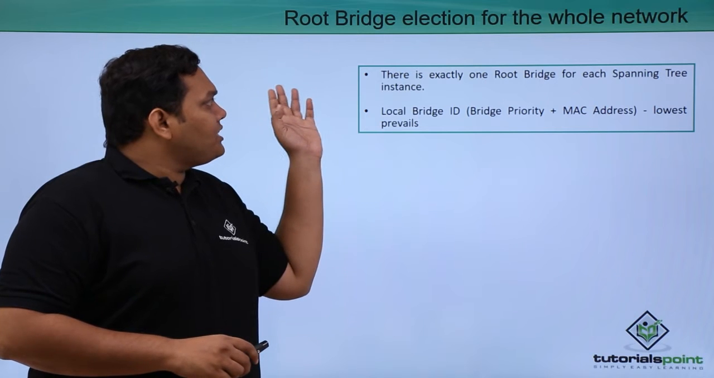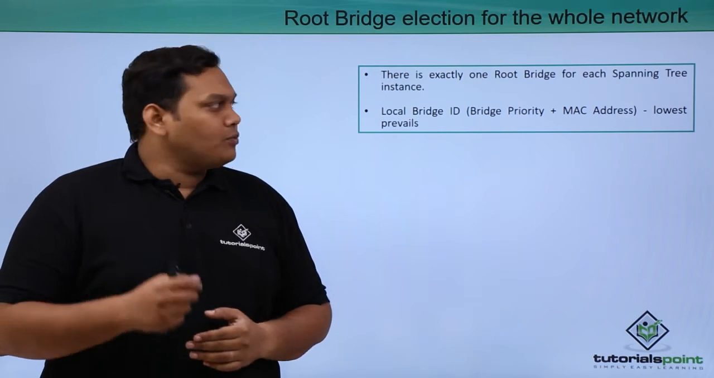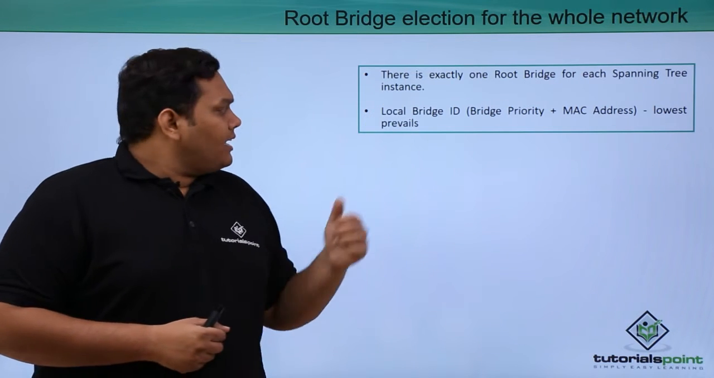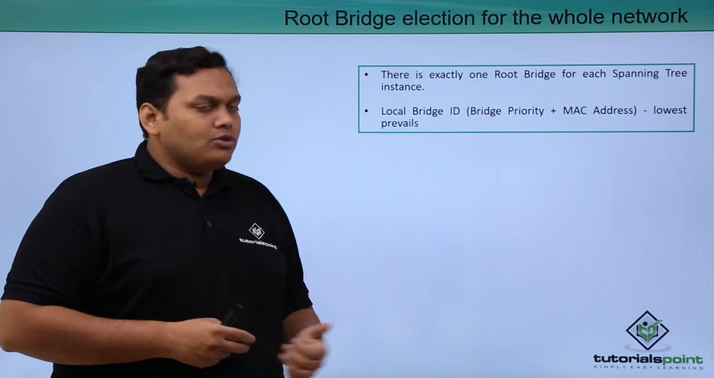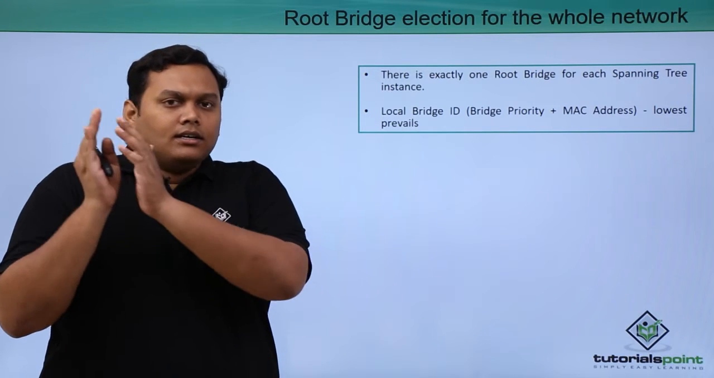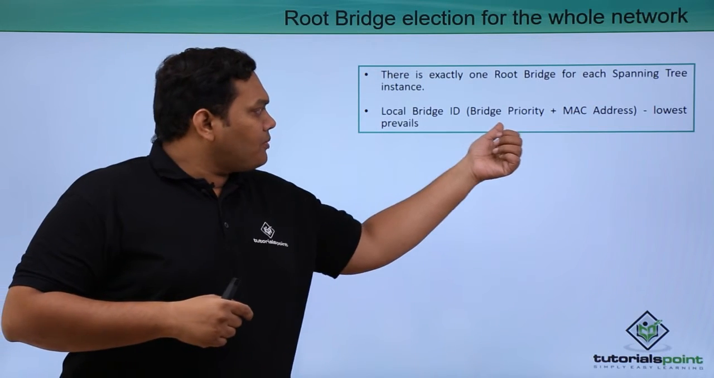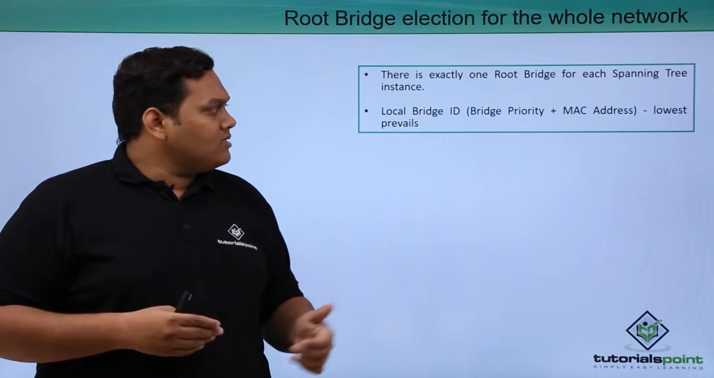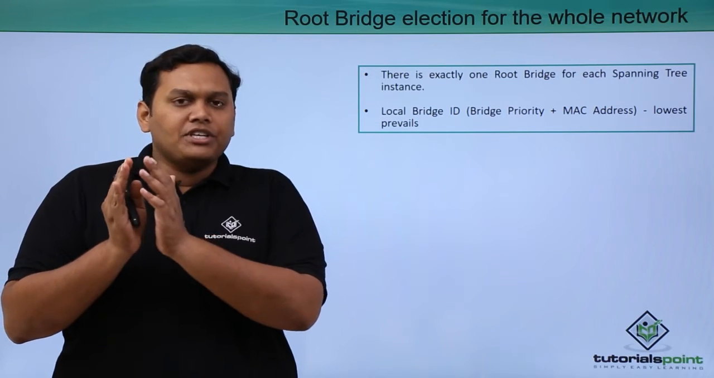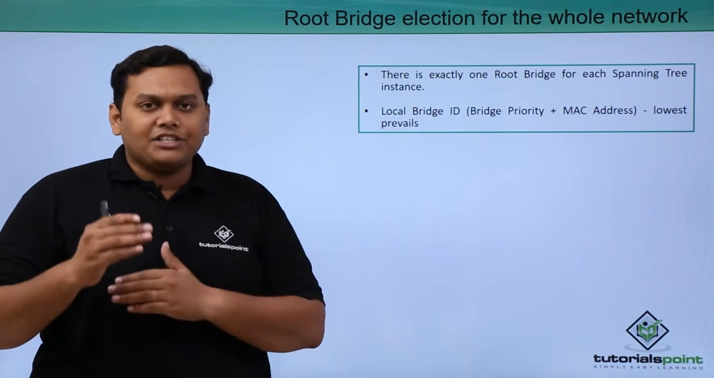We will see the rules for the root bridge. In the root bridge election for the whole network, there is exactly one root bridge for the network and for the spanning tree instance. The root bridge is elected based on the local bridge ID. What is the local bridge ID? It is the bridge priority plus the MAC address, and the lowest one prevails. So the lowest bridge ID, made of priority and MAC address, gives you the root bridge election.